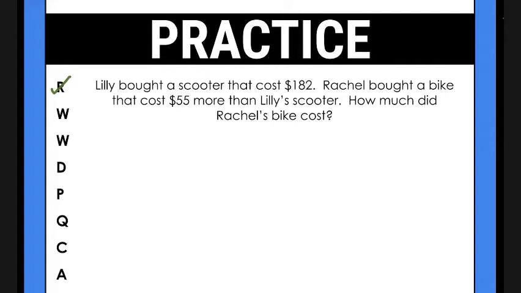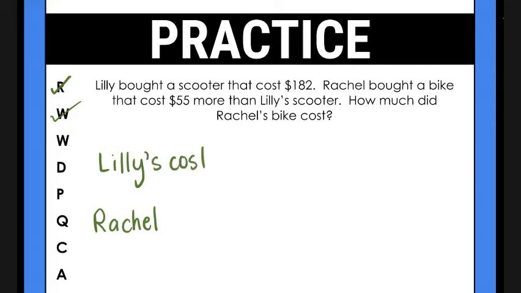Did you say Lily and Rachel? Good job if you did. So I'm going to write their names down, and they are going to have separate unit bars. All right, so now we have our what. Well, you might be thinking, well, Lily has a scooter and Rachel has a bike. But what we can say, what we're comparing is the cost. So I'm going to say Lily's cost, and I know that's of her scooter. And I'm going to say Rachel's cost, and I know that's of her bike.